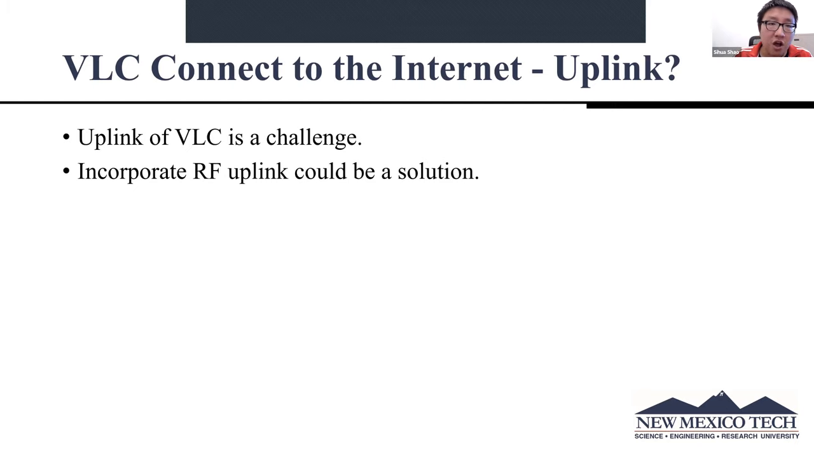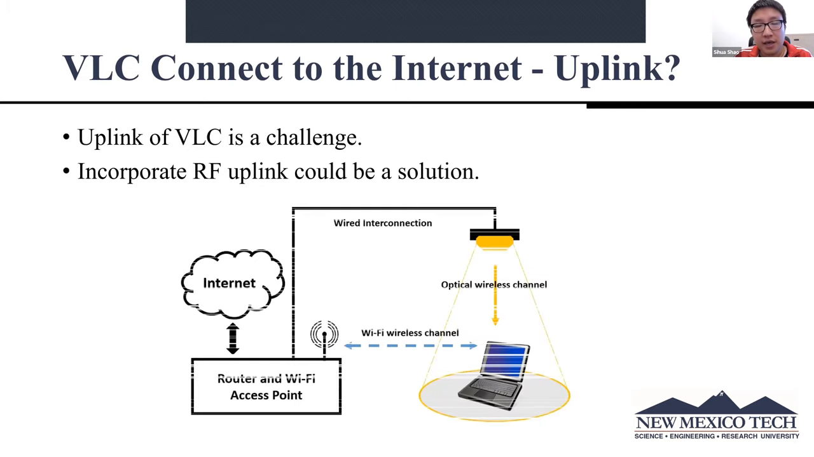Incorporating a conventional radio frequency uplink could be a solution. In this schematic, we can use a duplex Wi-Fi link to connect your Wi-Fi access point with your laptop, and the visible light only provides the unidirectional downlink.